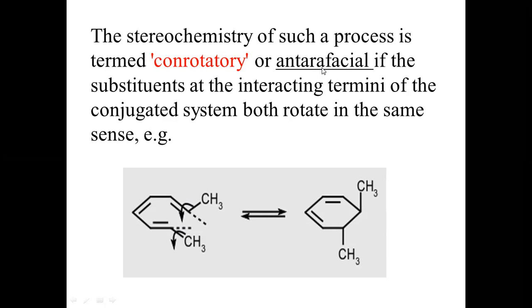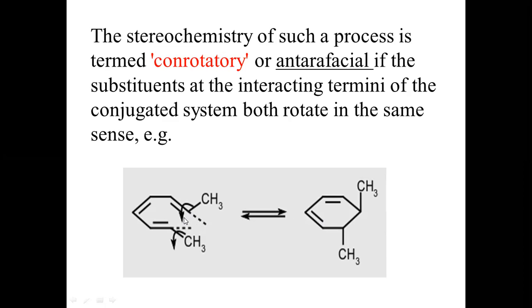And in this case, why it is called antarafacial: when a sigma bond is formed at the termini, in between these two termini, a new sigma bond is formed. This new sigma bond is formed by the overlap of orbitals which are present on the opposite faces, which you call antarafacial, opposite faces interacting to form a new sigma bond.